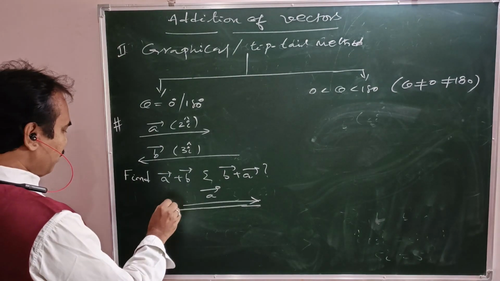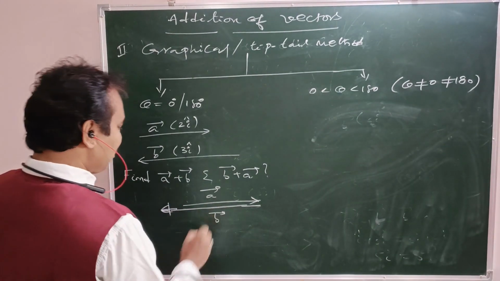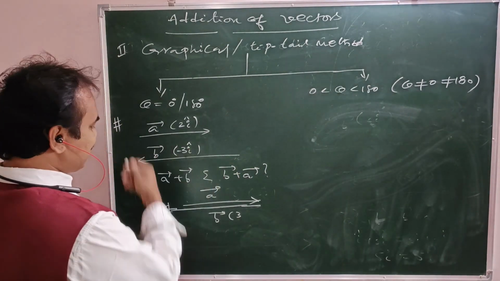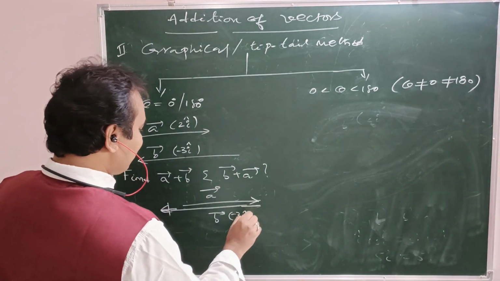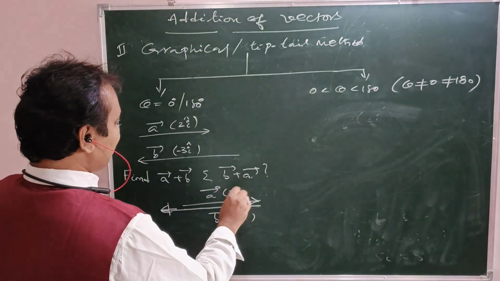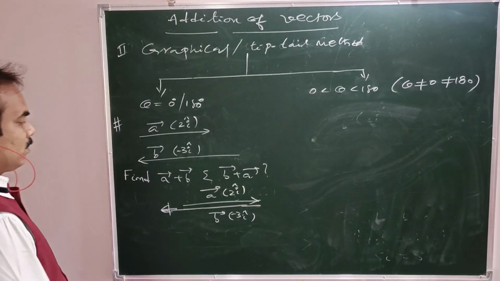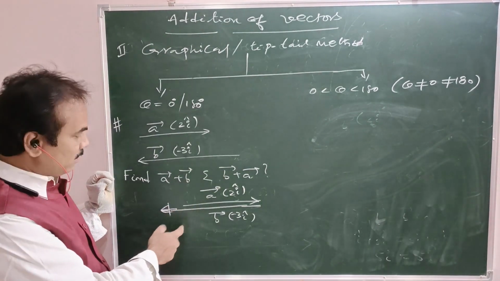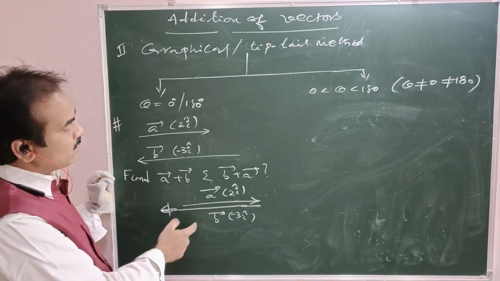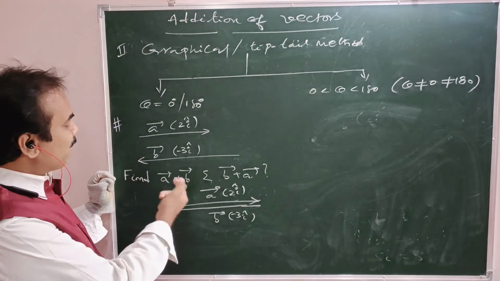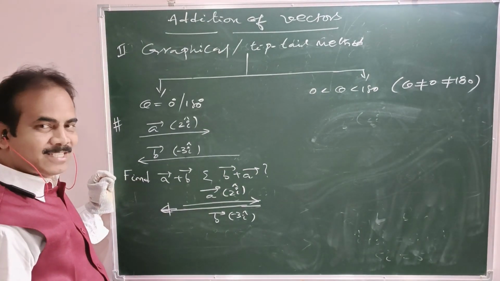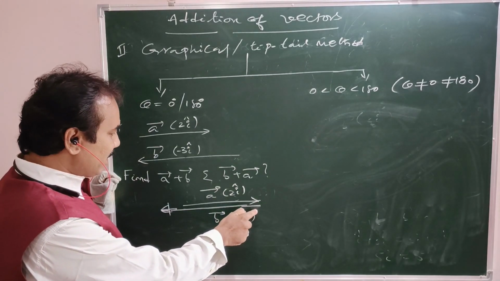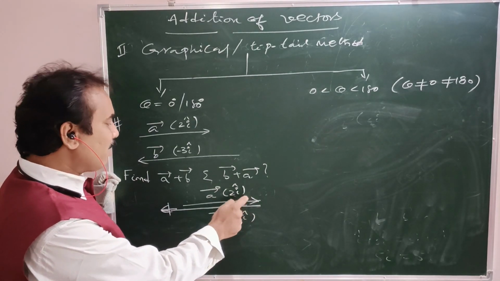This is B bar of minus 3 I cap, on the left side, and A bar of 2 I cap. See, here is A bar, here is B bar. Both vectors are opposite to each other. Now how to find A bar plus B bar? Once again, same concept. Now the tail of B bar is connected with the head of A bar.